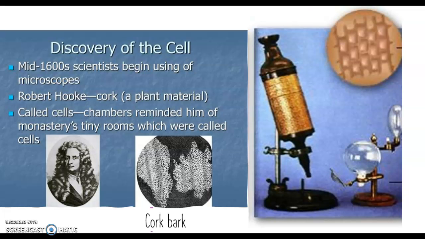All right, well, the discovery of the cell. 400 years ago, scientists began using microscopes, and a man named Robert Hooke cut a slice of the outside of a tree. And he looked at it through this very early microscope. He saw little chambers or rooms, something that reminded him of the tiny rooms in a monastery. And over there, they call them cells. So this is the tree bark, and this is what he saw.